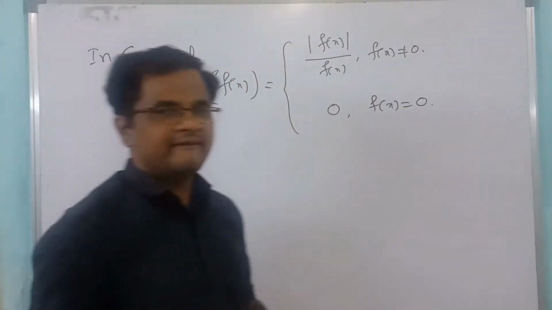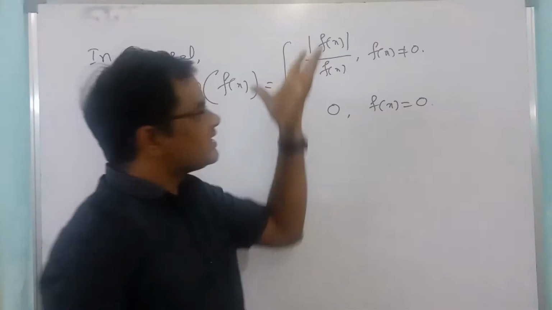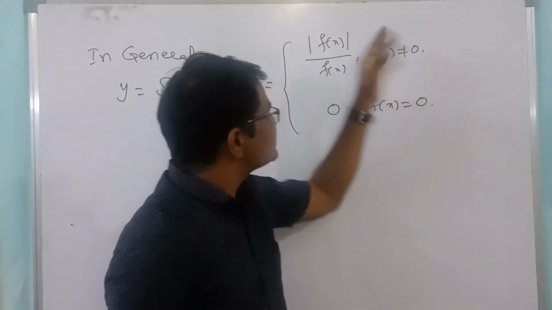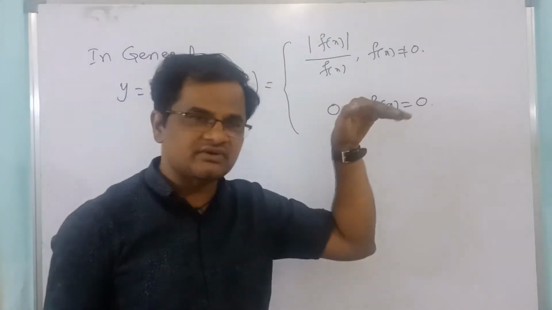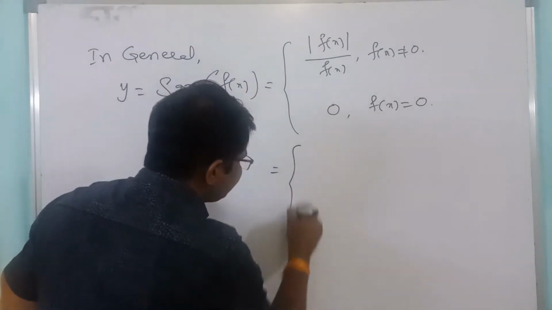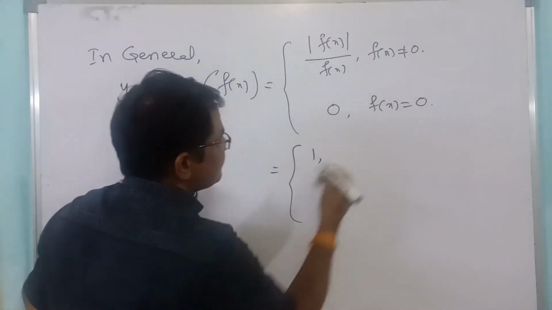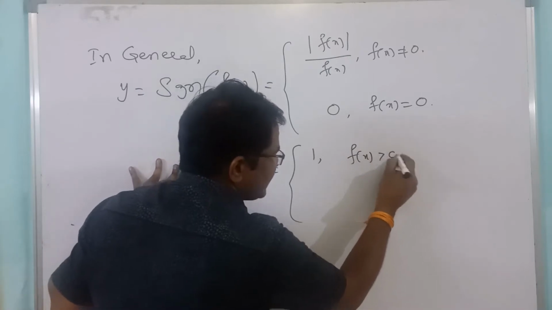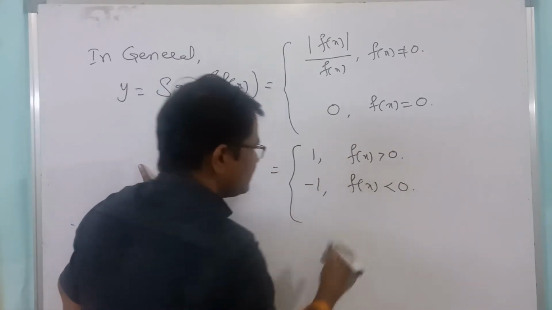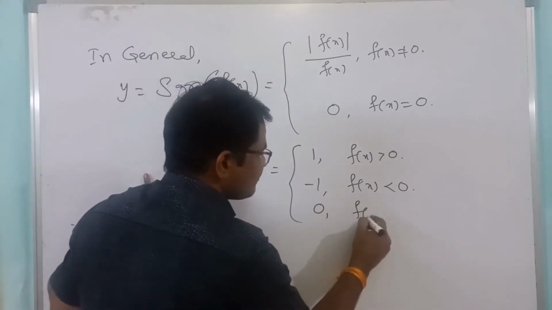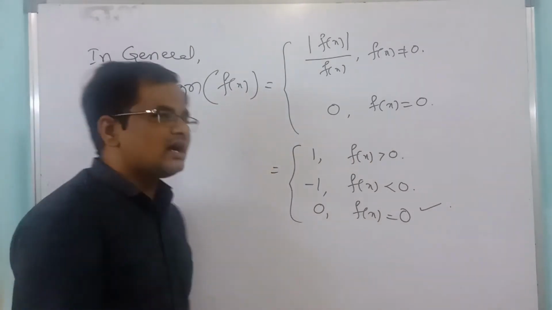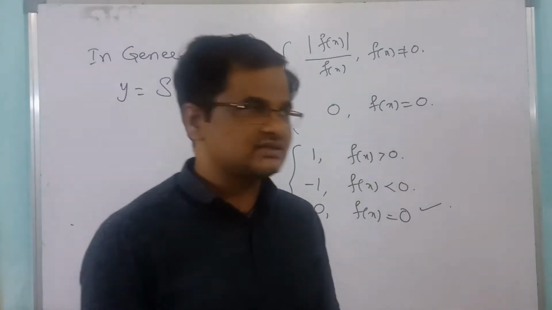Again if you simplify, for f of x greater than 0, modulus of f of x is f of x, so f of x by f of x is 1. For f of x less than 0, modulus of f of x is minus f of x, so minus f of x by f of x is minus 1. So like that, it is 1 for f of x greater than 0, minus 1 for f of x less than 0, and 0 for f of x equal to 0. Like this, in general, we write the signum of f of x, right?